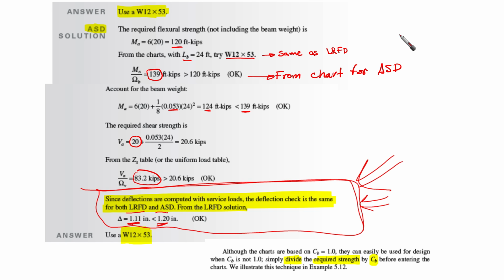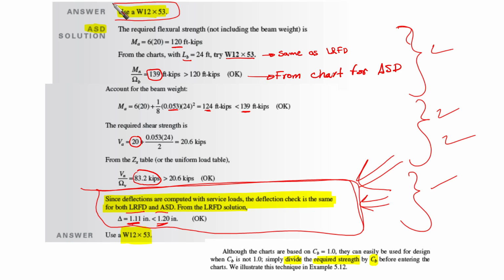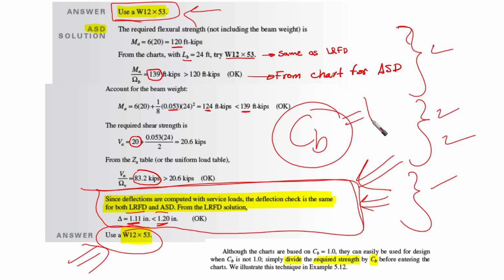Okay, similarly in ASD, flexure, shear, and deflection are okay. Then our cross section, which we have chosen from the beginning, is okay. Okay, this is how it works for us. Now I think that it is okay. Remember well that our CB in this example was 1, so we didn't modify anything.